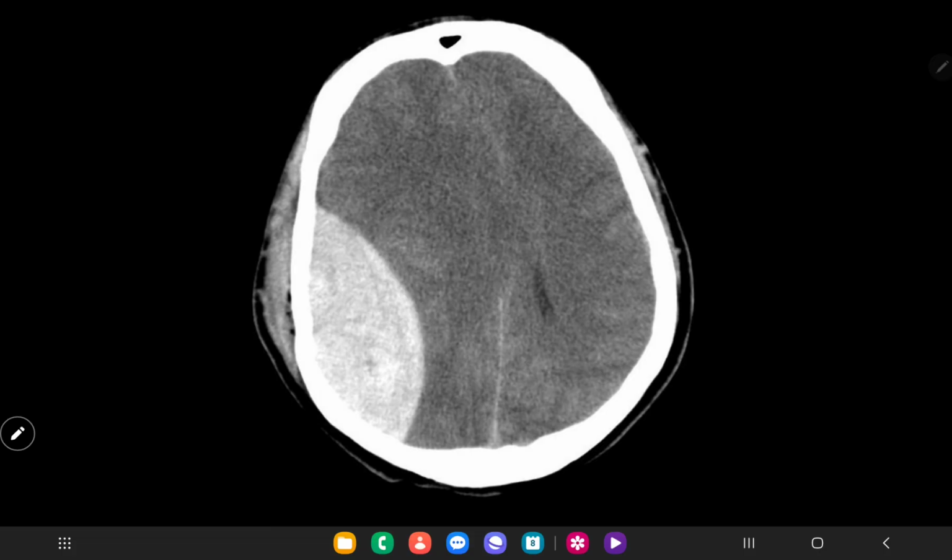Here you can see the extradural hemorrhage on a CT scan. It looks biconvex in shape. So that's all about the middle meningeal arterial anatomy and its clinical relevance.